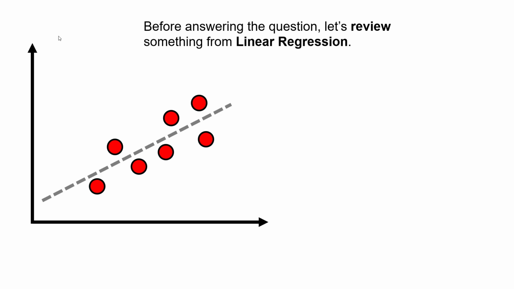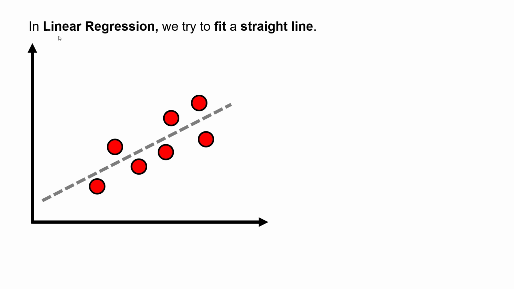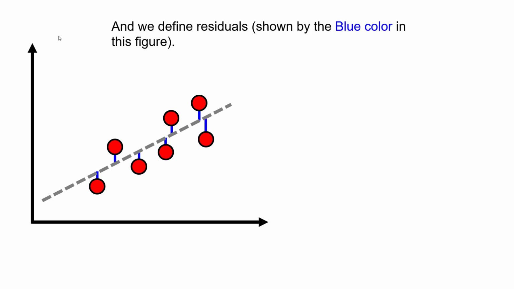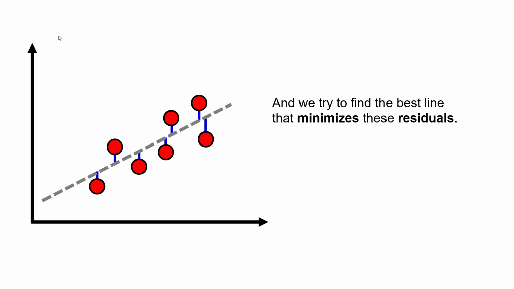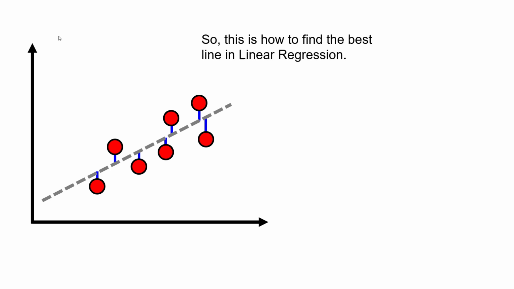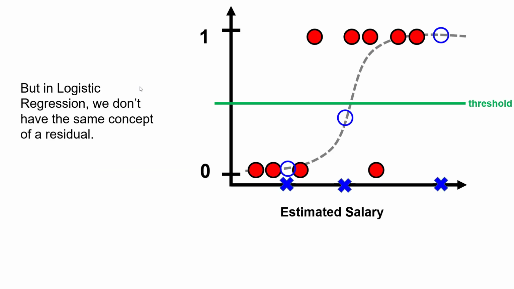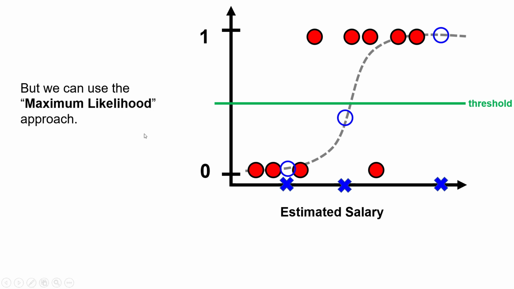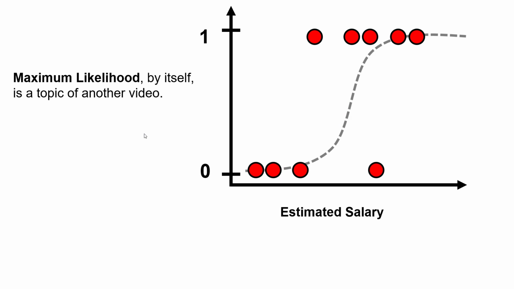Before answering the question, let's review something from linear regression. In linear regression, we try to fit a straight line, and we define residuals, shown by the blue color in this figure. And we try to find the best line that minimizes these residuals. So this is how to find the best line in linear regression. But in logistic regression, we don't have the same concept of a residual, but we can use the maximum likelihood approach. Maximum likelihood by itself is a topic of another video.